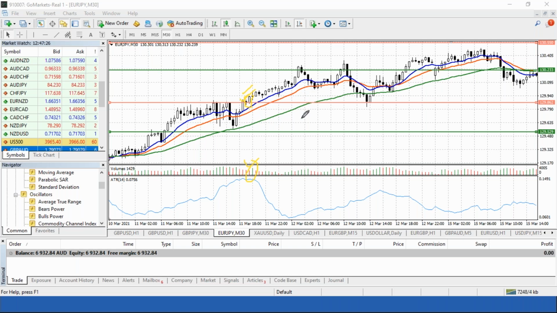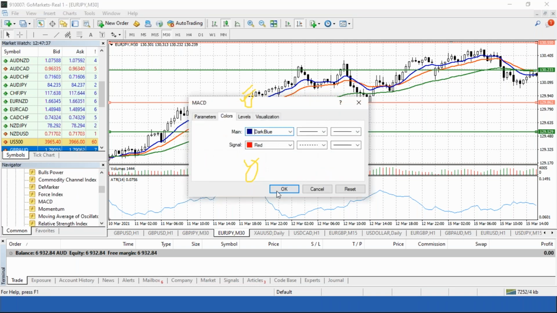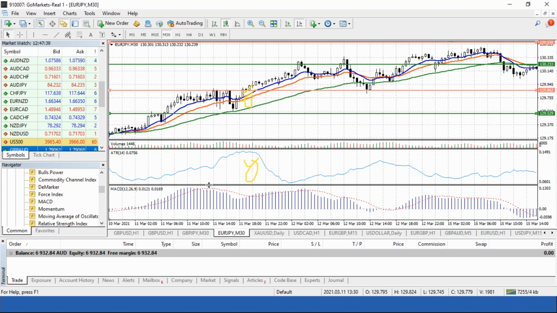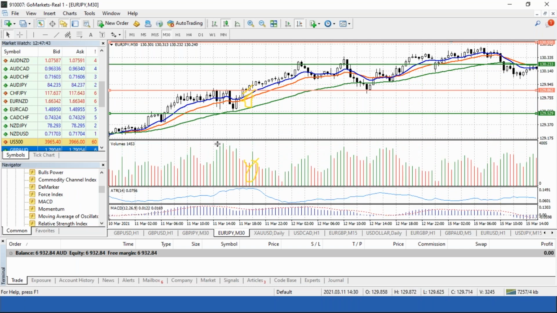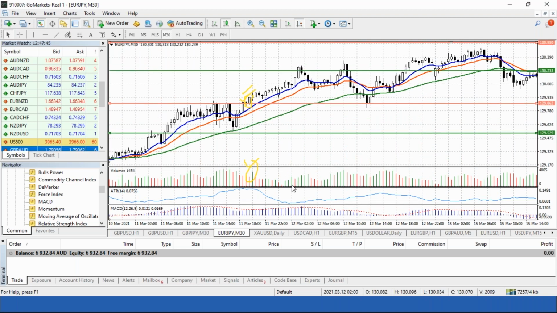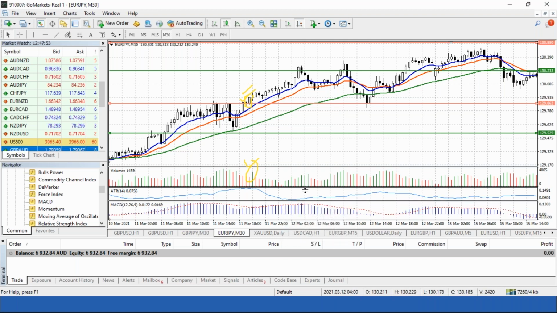Now there are other ways to exit. I'll just show you one. We won't go into what this indicator is in any detail, but there's something called the MACD, which we'll put on here. Just going to give ourselves more space so you can see it. So what we're looking for here is, if the MACD, actually let's make this bigger.